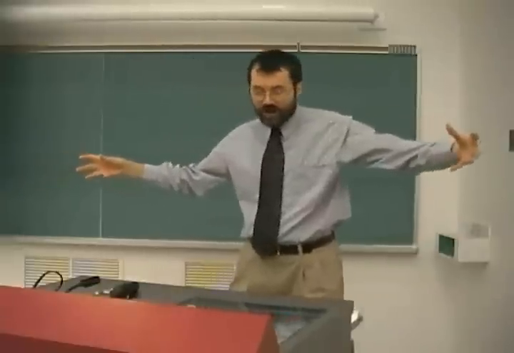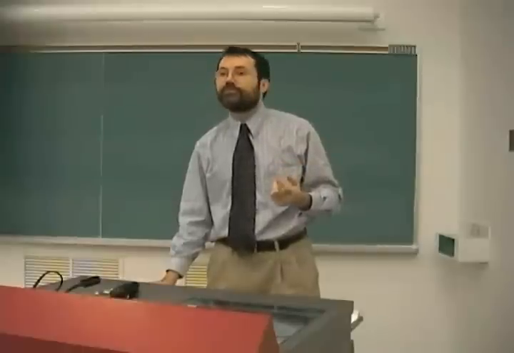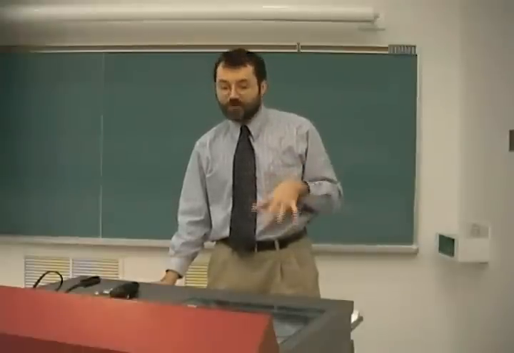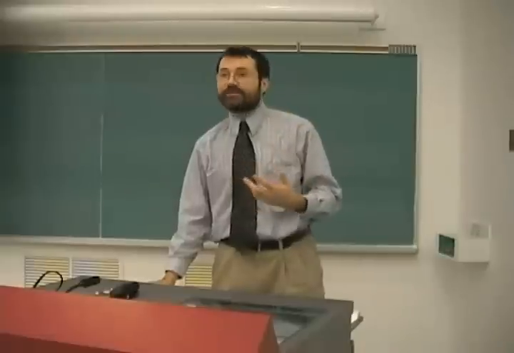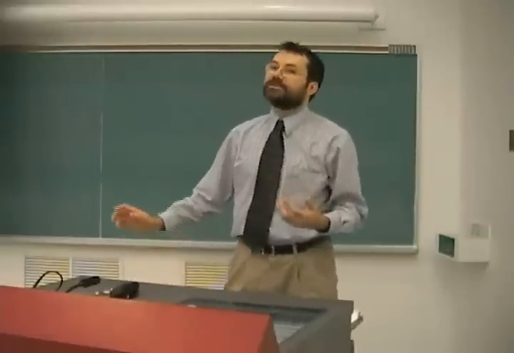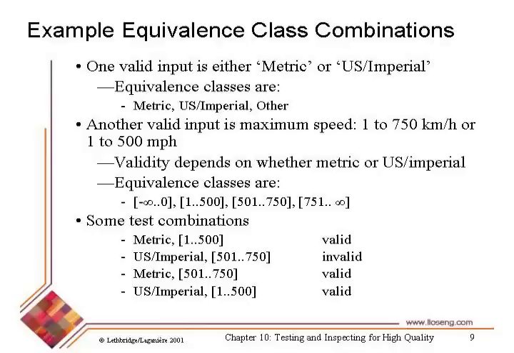Well, there are a number of equivalence classes. We have 1 to 500, which is common between metric and US imperial. Then there is 501 to 750, which are values that are invalid for US imperial but valid for metric. And then we have values greater than 750 and values that are 0 or less, which are invalid for both.